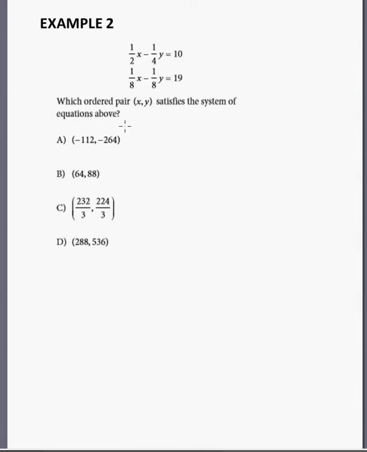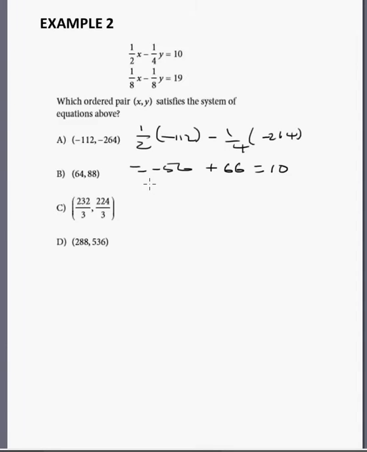So let's say we start with A. If you're going to plug in, I'm going to plug in the answer choice A in the equation. So I have half times negative 112 minus 1 over 4 times negative 264. And that gives me half that thing. It gives me negative 56. Negative, negative, so it's going to be positive. 4 goes here, 24 goes 6, another 24, so 6, so negative 56 plus 66, that gives me 10. So it checks out fine, so I'm good on that one.